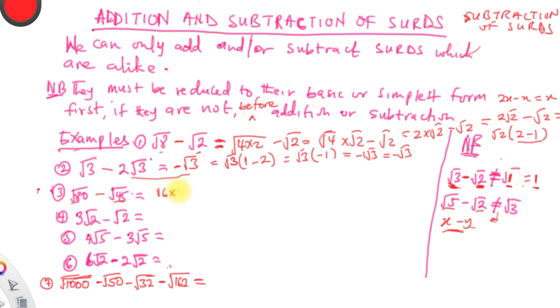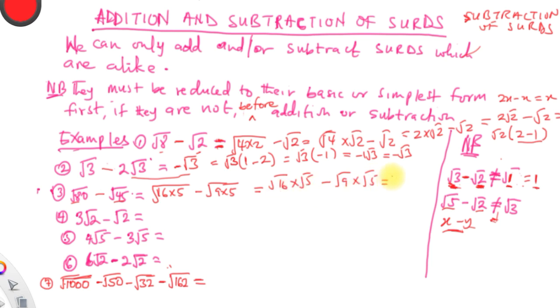16 times 5 gives you 80. Okay, so that is like this. Break it down like that. And then 45 is what? 9 times 5 gives you 45. So this one we get square root of 16 times square root of 5, and then we have minus square root of 9 times square root of 5, which is equal to what?